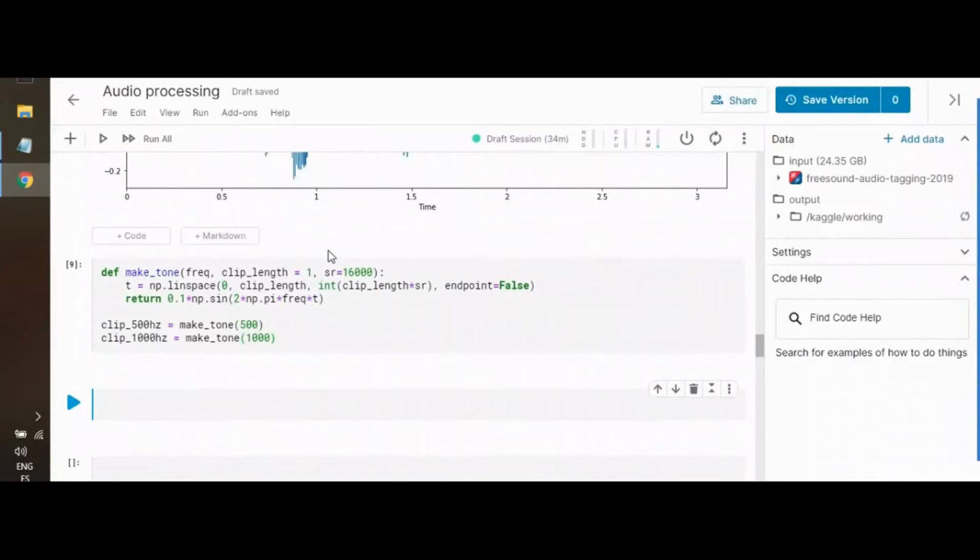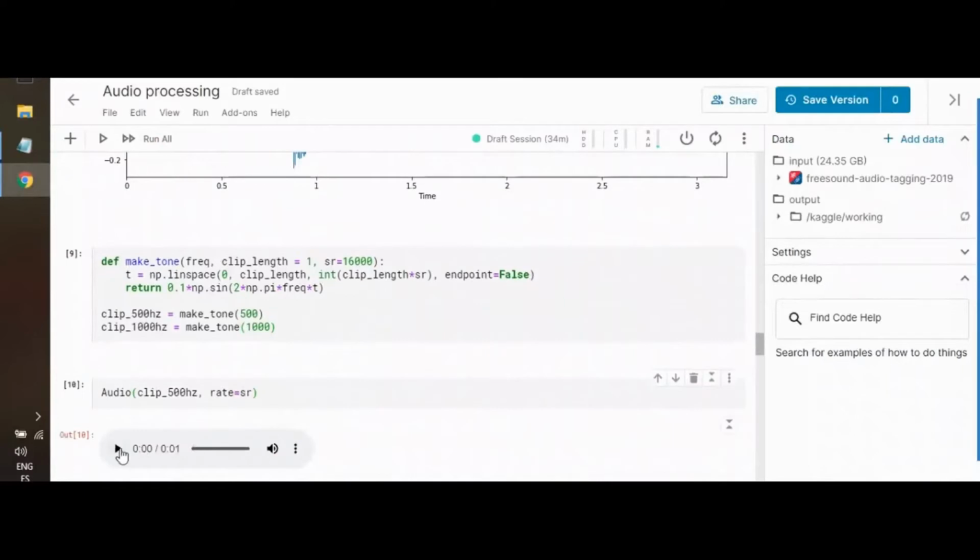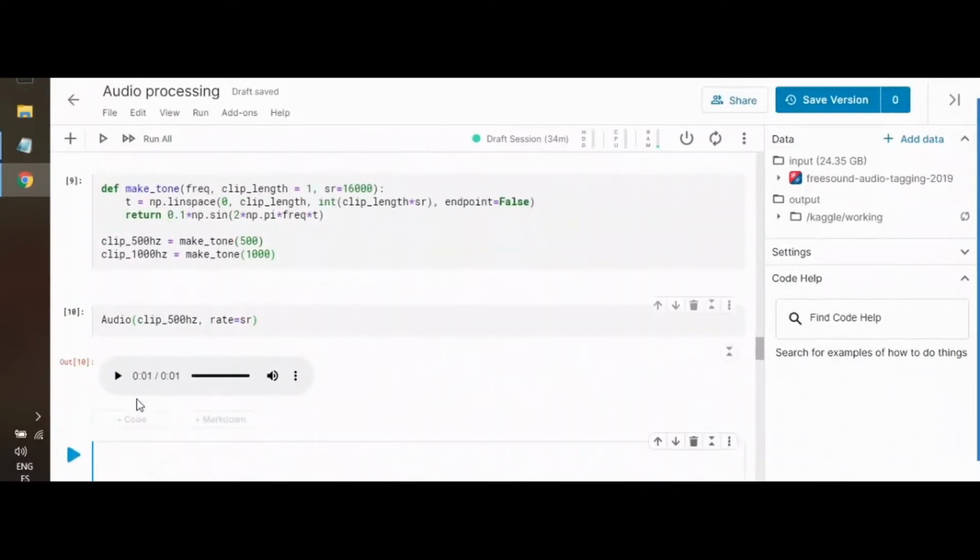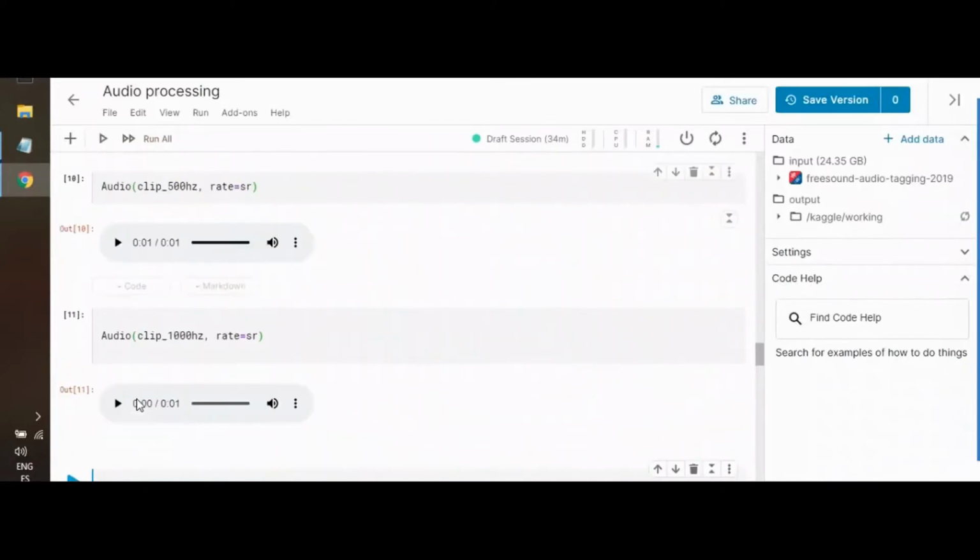Okay, let's hear the first audio clip. Now with the second one. You can hear that it's a higher frequency. You can perceive it also as a higher pitch.